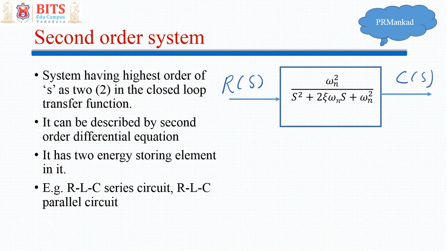The block diagram shows the standard second order system where the omega n is called undamped natural frequency. It is measured in radians per second, and zeta is called damping ratio. So we are going to use this standard second order system for our analysis.